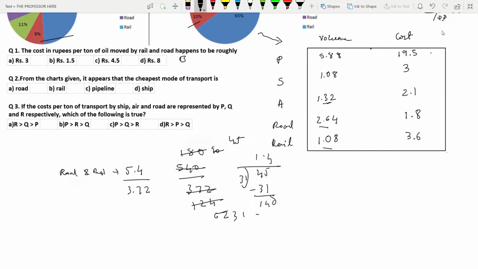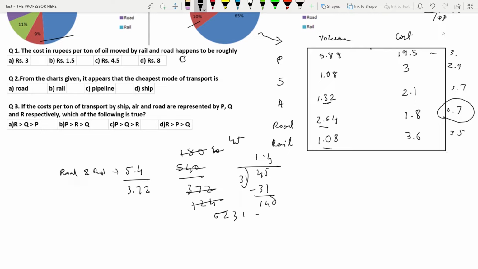First one is pipeline. 19.5 divided by 5.88 will give you about 3 point something. Next one is 3 divided by 1.08, again slightly less than 3, 2.9 or something. Next one is 2.1 divided by 1.32, which will give you 1.7 or something near. Next one is road, 1.8 divided by 2.64. 1.8 divided by 2 will give you 0.9, so 2.64 will give you a further lesser value. It will be 0.7 or something like that. Next is 3.6 divided by 1.08, again 3.5 or close to this value. So the cheapest here is road, 0.7. No other value comes close to this one.